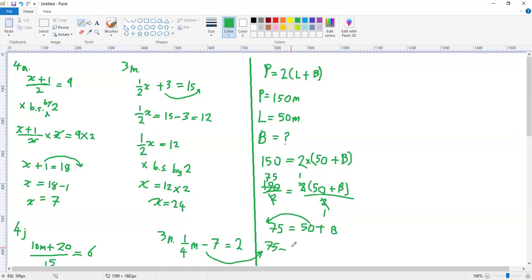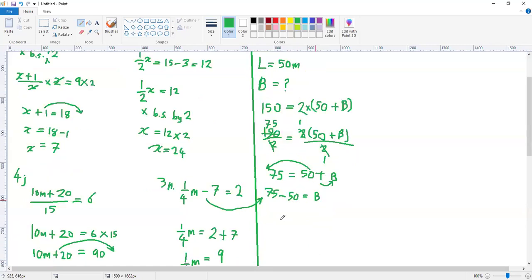And I always like to remind people that the sign on 50 is a positive sign, even though you don't see it. This plus sign belongs to B, not 50. But some people get it mixed up sometimes. So 75 minus 50 is 25. So that's the final answer for B.